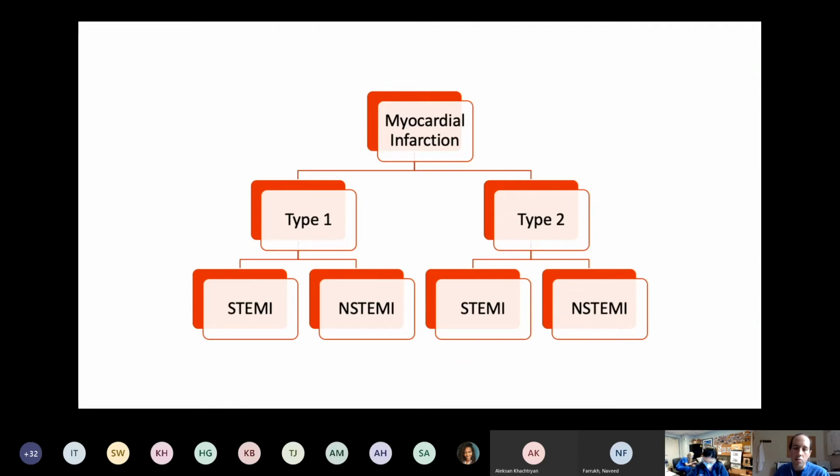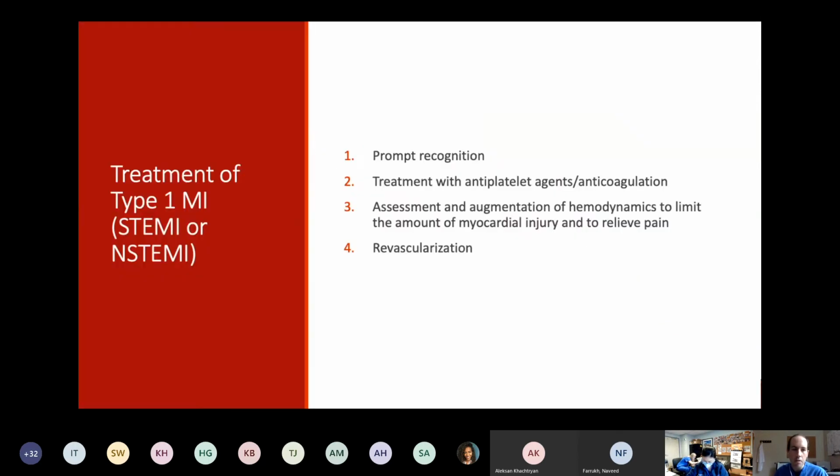Classically, we see a type 2 end STEMI. You could technically have a type 2 STEMI, which we're not going to talk about, but we're going to spend the rest of the day kind of over on this side. But the next time you're having a patient who has an MI, just think in your head, do you think that this is due to an acute plaque rupture, or is this due to supply-demand mismatch, which is the hallmark of a type 2 MI?